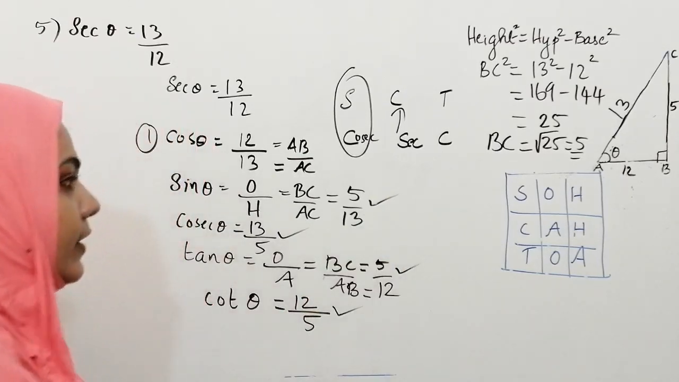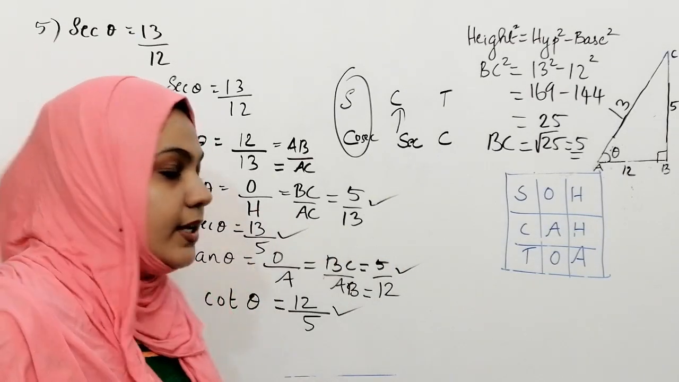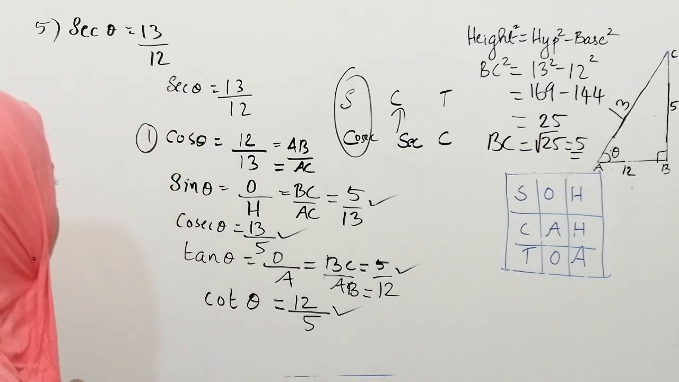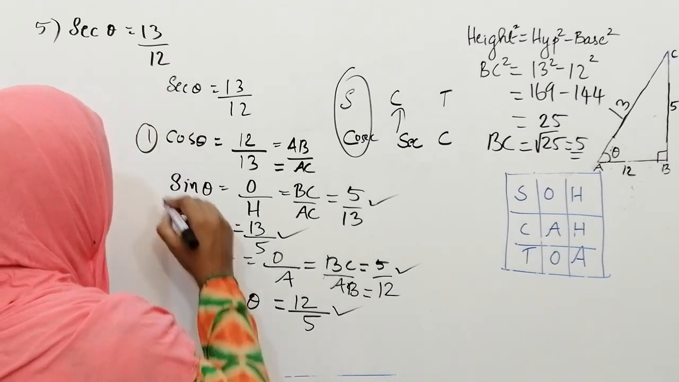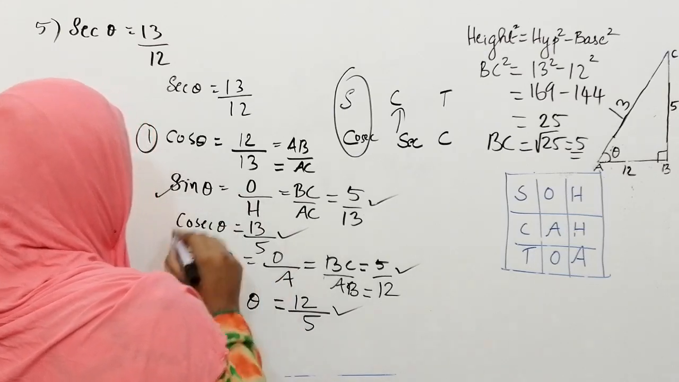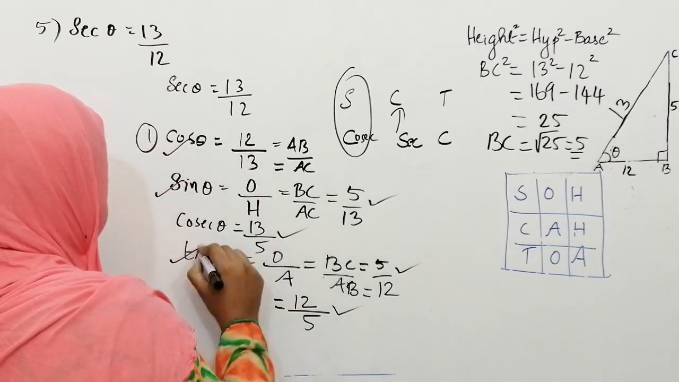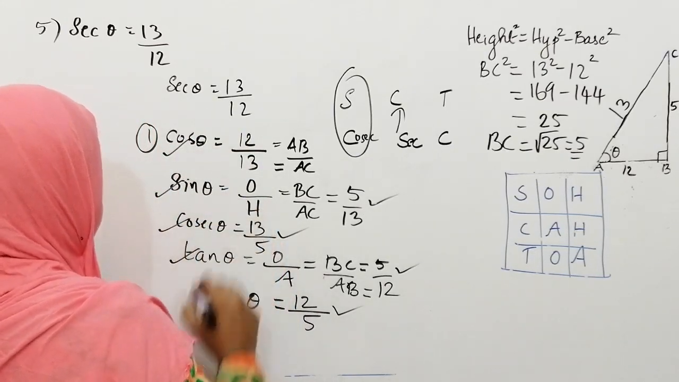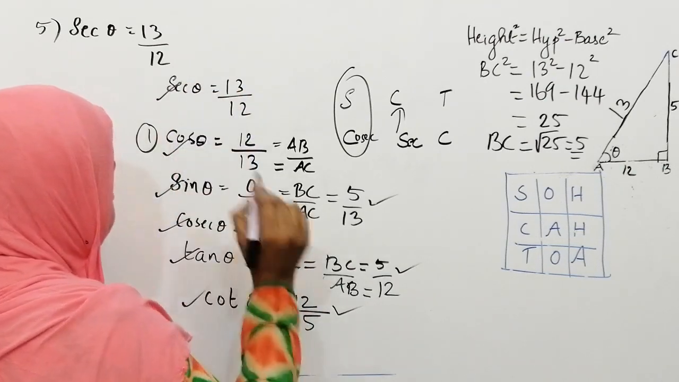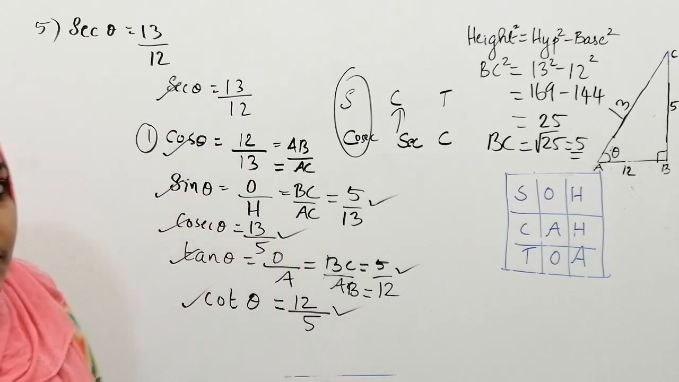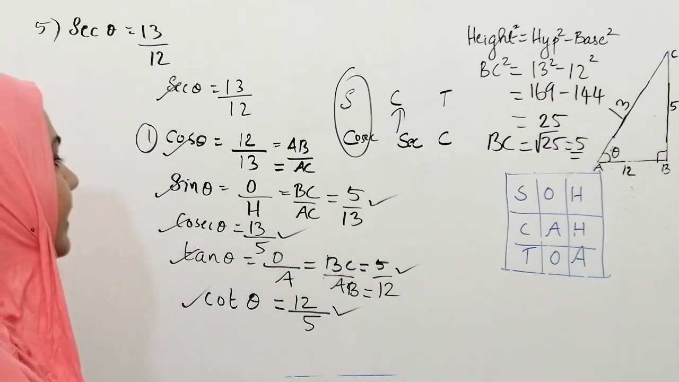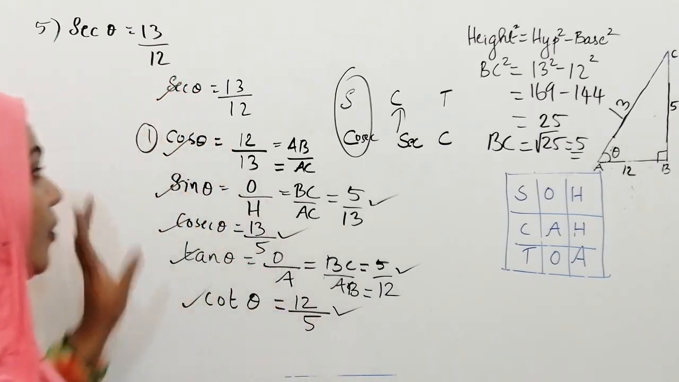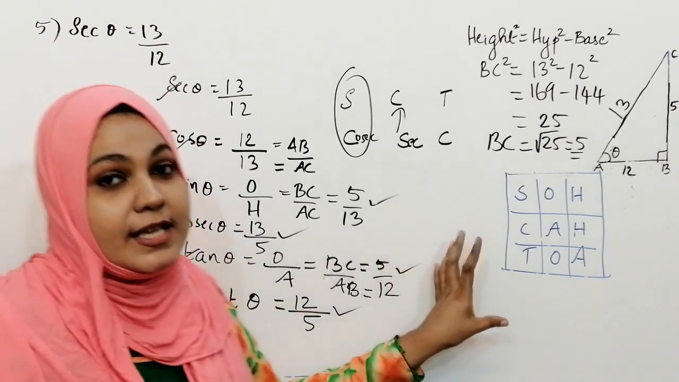So let's check. You know that there are 6 trigonometric ratios. Let's see if we found them or not. 1, 2, 3, 4, 5 and 6. So we got all the other trigonometric ratios using sec theta. I hope you all understood how we can solve this question using a small trick.